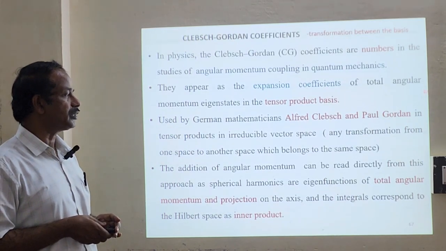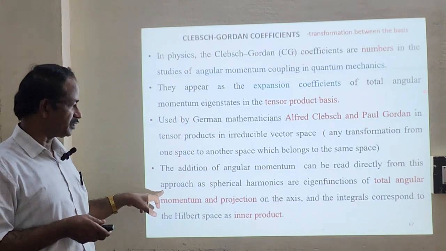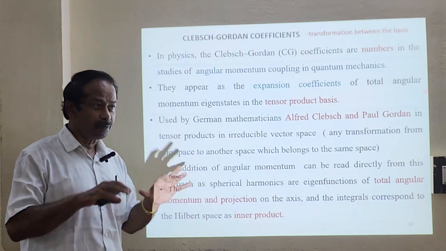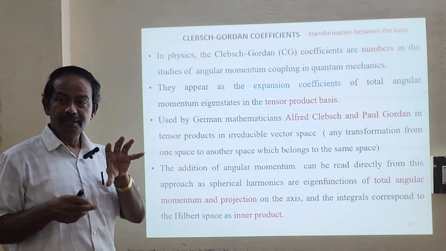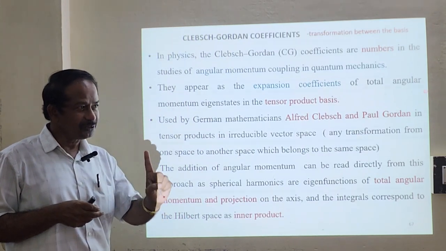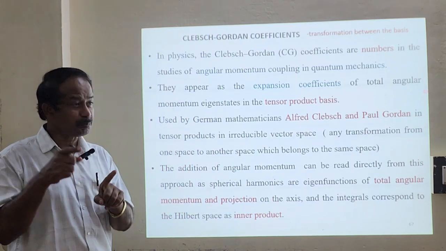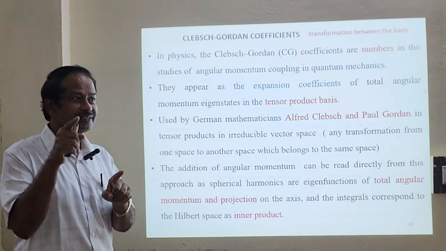The addition of angular momenta can be read directly from this approach as spherical harmonics. Of course, in spherical harmonics, where V of r vector equals Vr, the magnitude will be the same, the direction alone will change. So that's why I said the projection operator will change, not J.